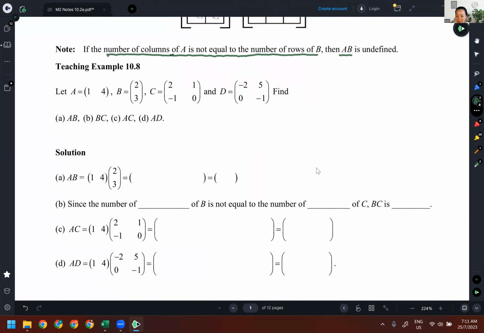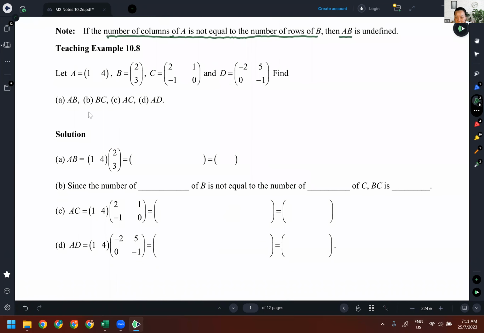Example. You are given 4 matrices, A, B, C, and D. They are different sizes. Can they multiply? We don't know. We will try. So please find AB, BC, AC, and AD.